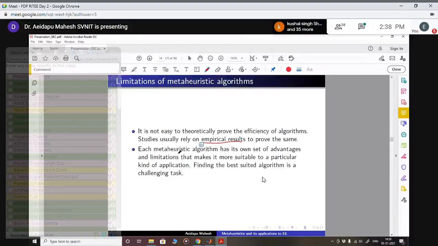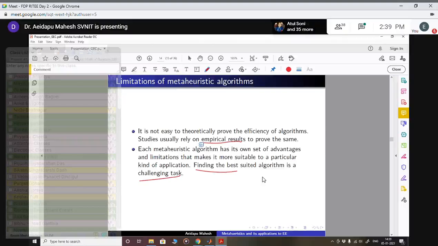So each meta-heuristic algorithm has its own set of advantages and limitations that makes it more suitable for a particular kind of application. So finding the best suited algorithm is a challenging task. There are several algorithms available, so finding exactly what algorithm suits your problem is also a difficult task.